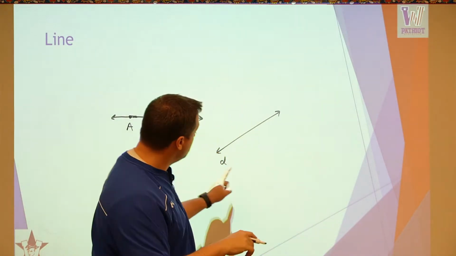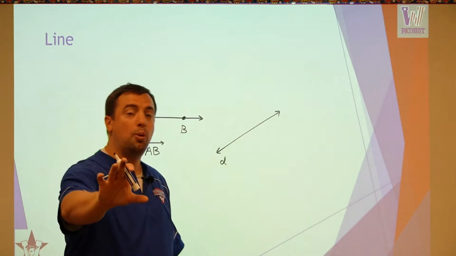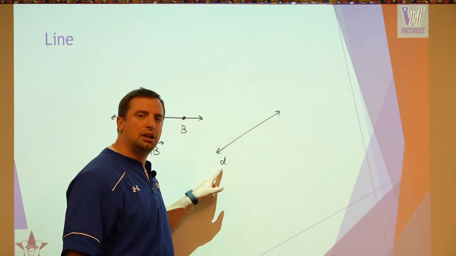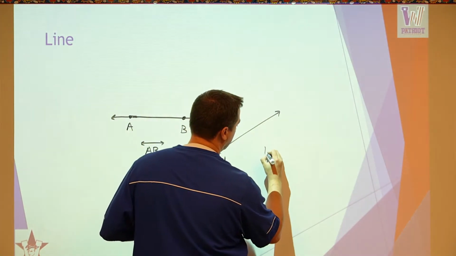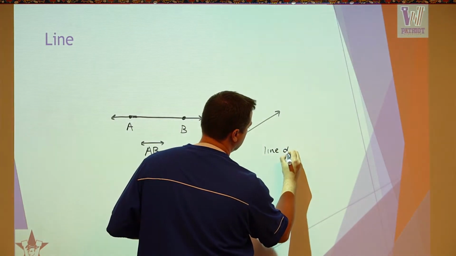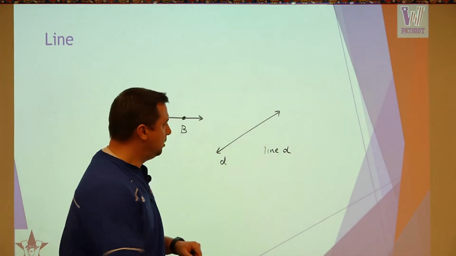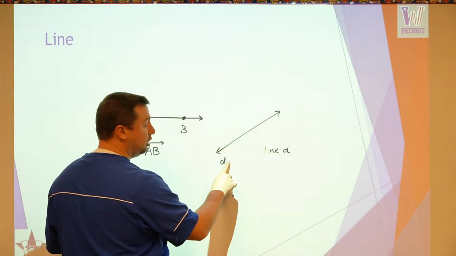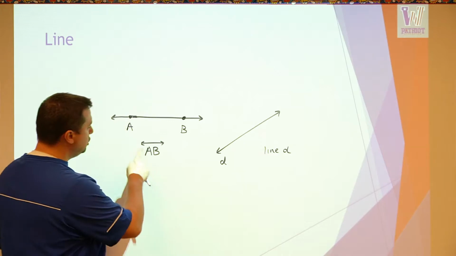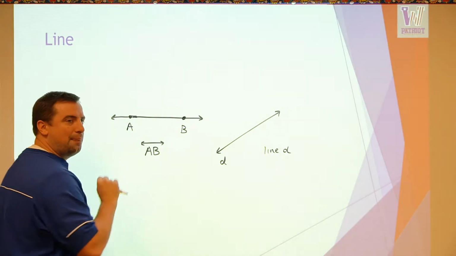But sometimes you might find that there's a line with no points on it, but a lowercase letter over here in the corner. We call this line D. Very simple. Now notice here, look at this. I use the word line with the lowercase letter, but I use the symbol for the capital letters.